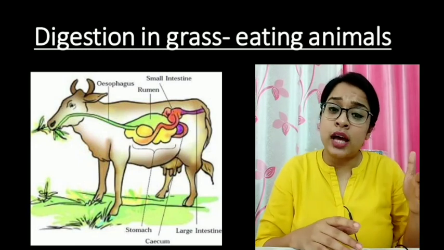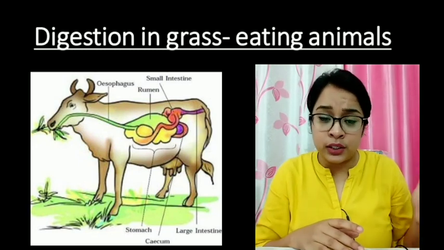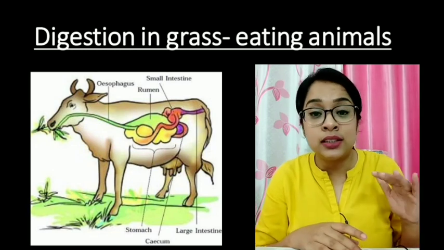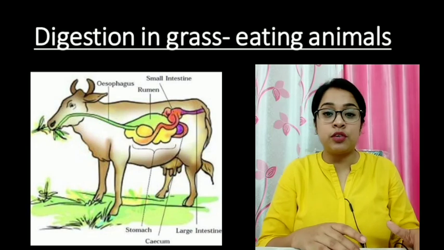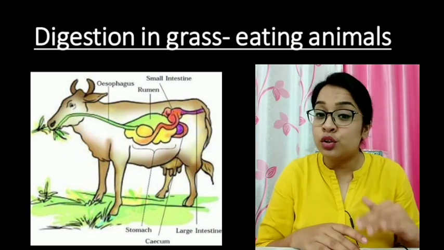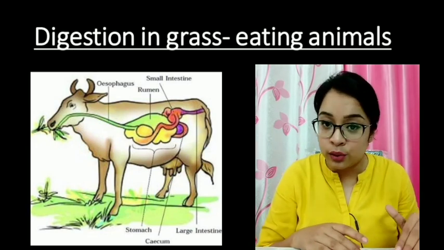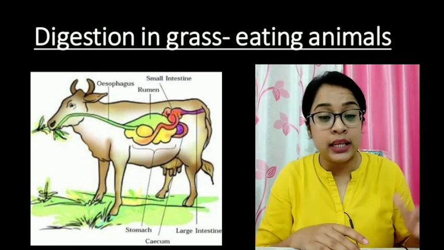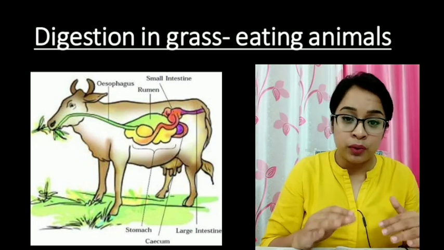Now, as we have already discussed about the human digestive system, we do not have such a type of compartment for the digestion of cellulose. So, human beings cannot digest cellulose as they do not have a rumen, which consists of bacteria which can digest this cellulose.